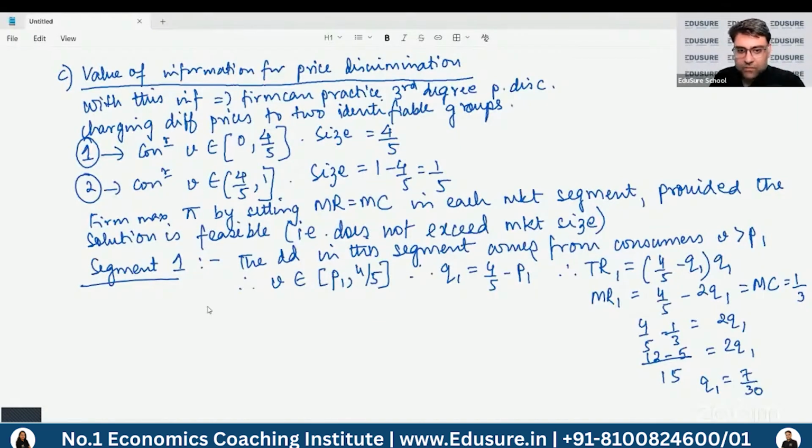And P1 will be equal to 4/5 minus Q1, which is equal to 17/30. 24 minus 7 half, 17/30. Is this clear? It got a little dirty, sorry. Segment 1 is done.